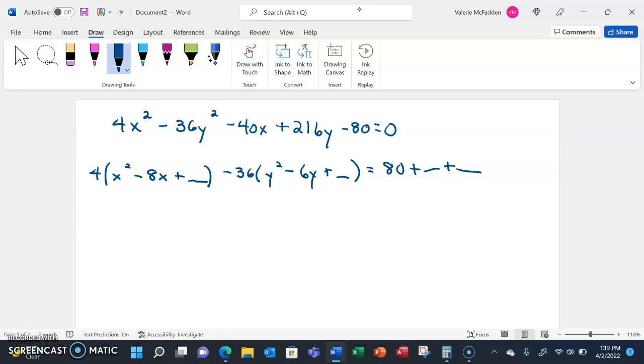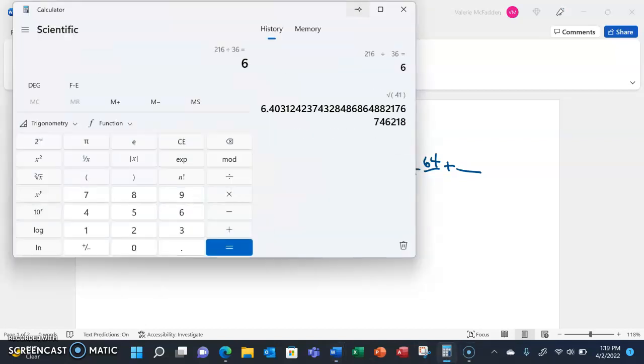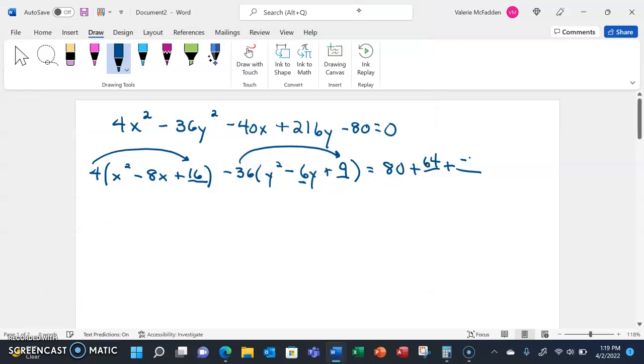All right, half of negative 8 is negative 4. Negative 4 squared is 16, but we really just added 64. Half of negative 6 is negative 3. Negative 3 squared is 9, but we really added negative 36 times 9. We really added negative 324.